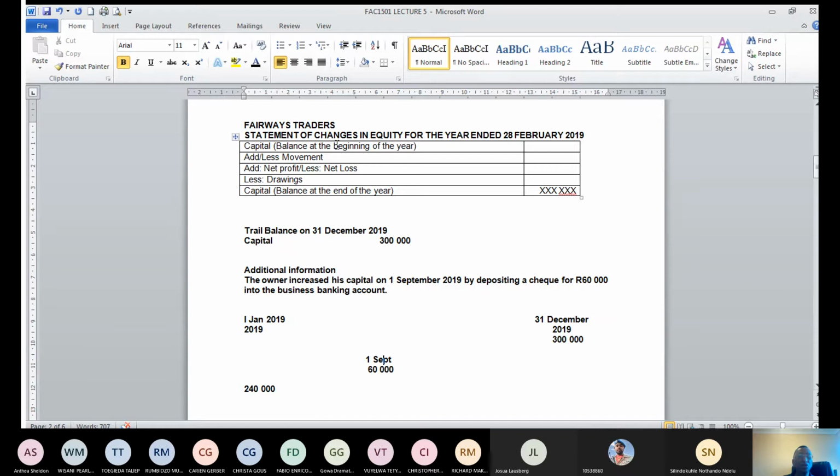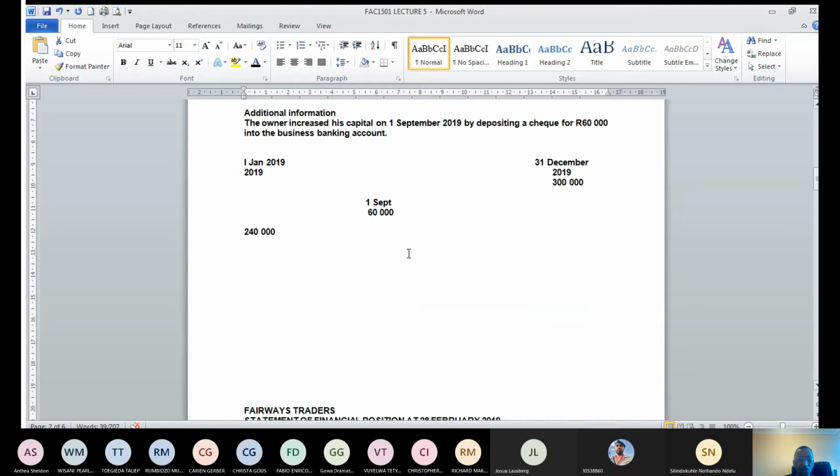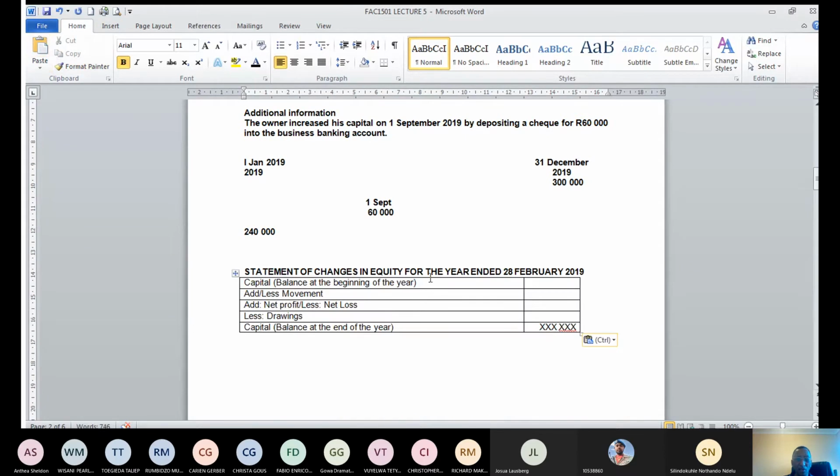So if you must now do the statement of changes in equity of this exercise that I am busy with, you are going to start with your statement of changes in equity, and you are going to have the capital balance at the beginning of the year, which will be 240,000 rand. And you're going to add a movement.